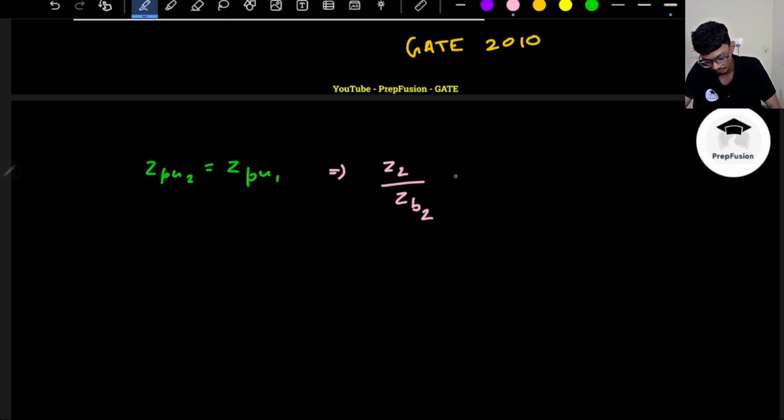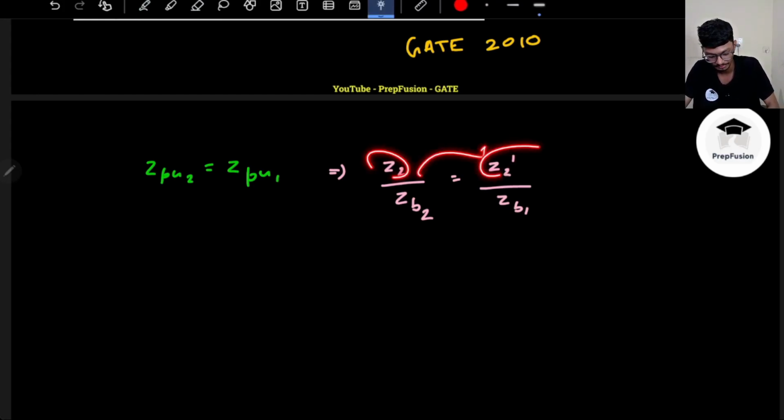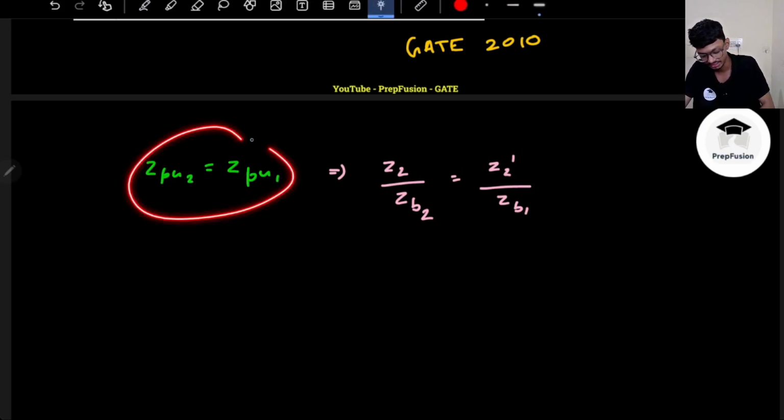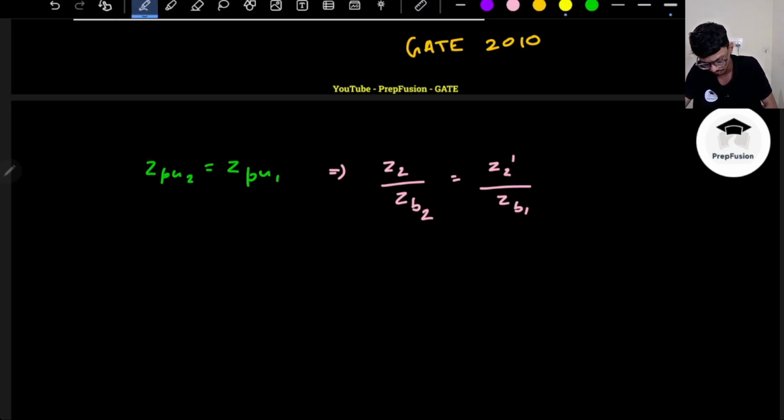Might be different, and it will be Z2 dash, that is referred to the primary. This Z2 is referred to the primary upon Z base 1, right? Because this impedance is referred to the primary, the effect will be the same. It is just Z2 referred to primary divided by the Z base, so the per unit will be the same, but this absolute value will change. Don't worry if you don't know this relation, we will derive this in power system analysis.